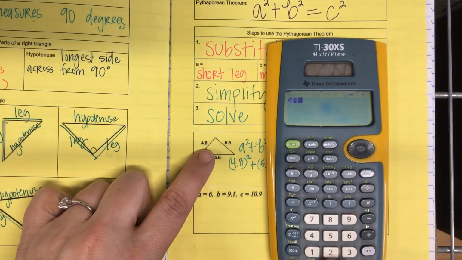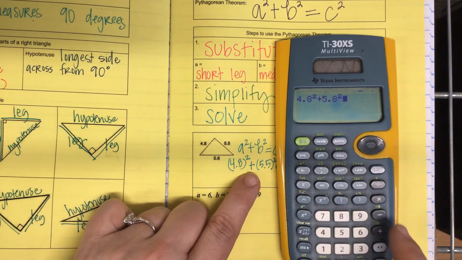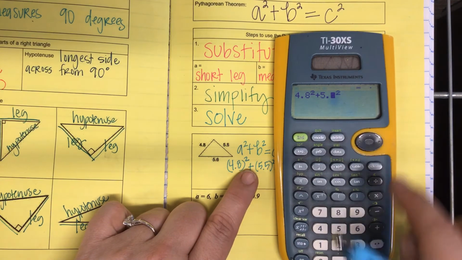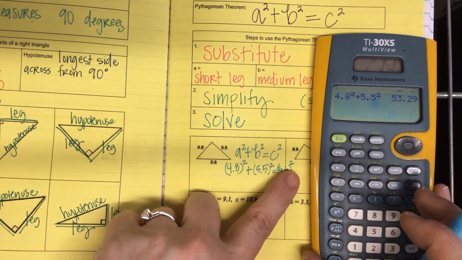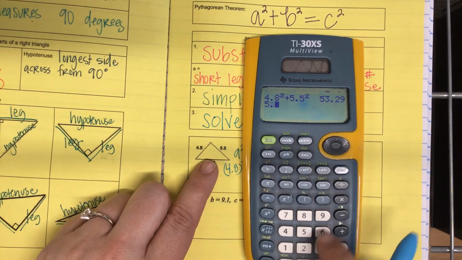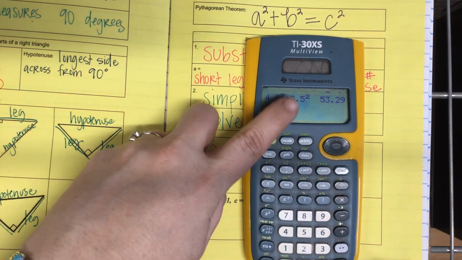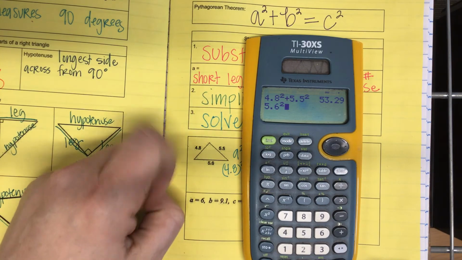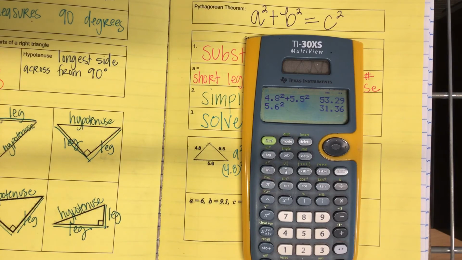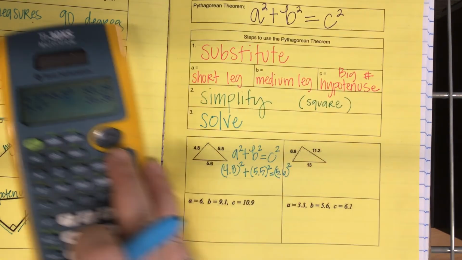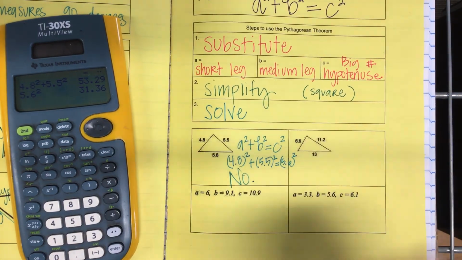I'm going to do 4.8 squared plus 5.5 squared. Oops, that says 5.8. 5.5 squared. And then I'm going to do my hypotenuse squared. 5.6 squared. I did leg squared plus leg squared. And now I'm doing the hypotenuse squared. Are they the same number? No. Is this a right triangle? No.